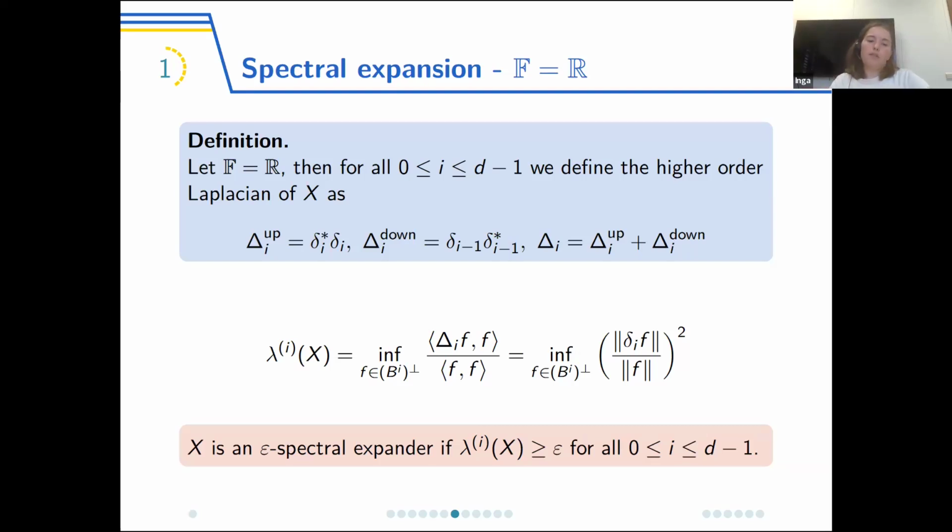And well, now we can call a simplicial complex an epsilon spectral expander if these values lambda i are all greater or equal to epsilon for all suitable dimensions i.